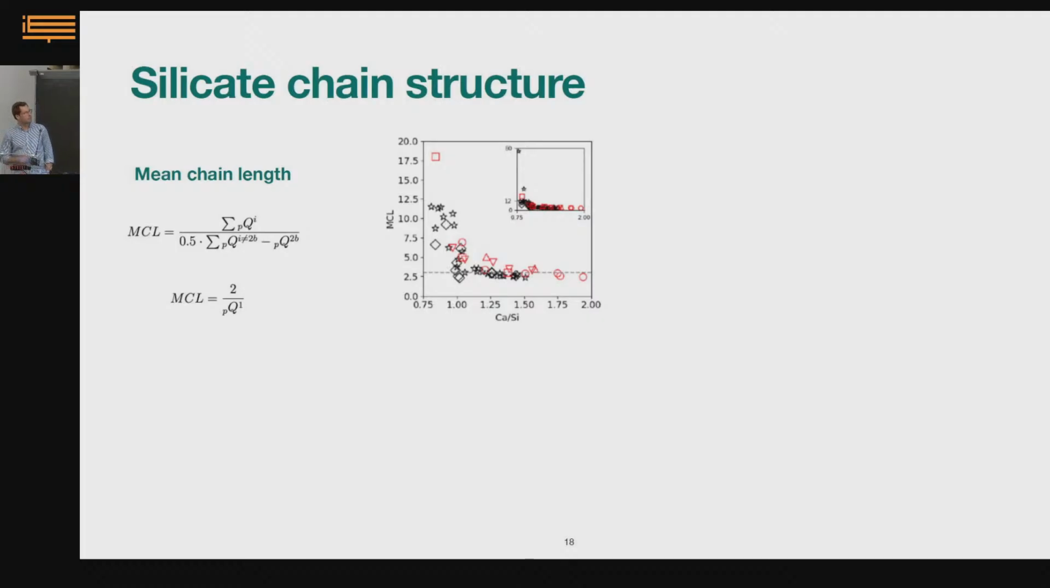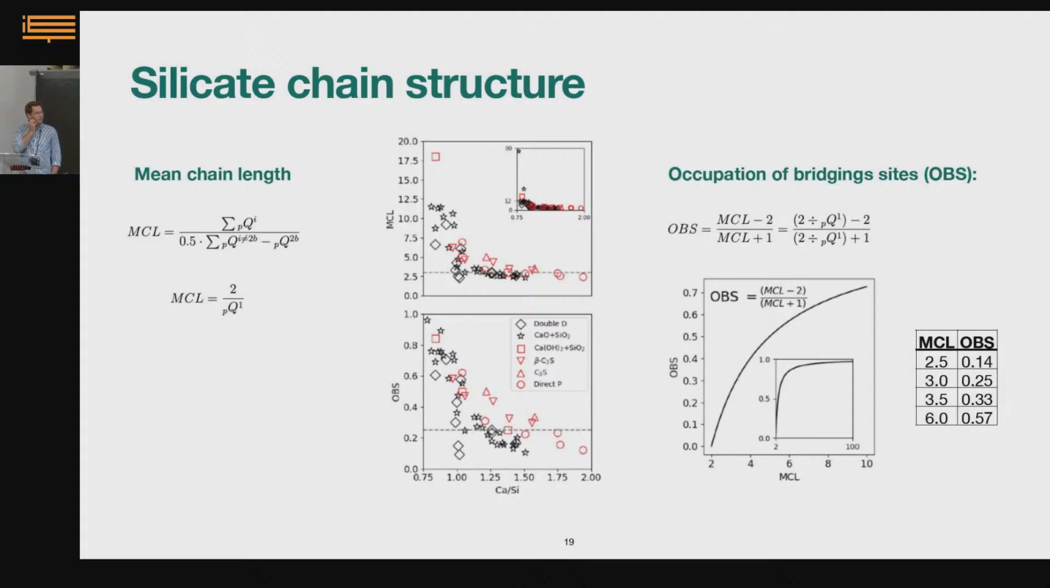The thing is, that's the typical calculation of the mean chain length, so you just look at how many bridging sites you have and you calculate it. But if you understand the axioms, like in the next paper that we're going to publish soon, where I have the whole derivation, you can simplify the mean chain length to this equation, which makes it a lot easier to calculate. But the problem I have with the mean chain length is that it is not intuitive, and it doesn't really tell you how much of the silicates are missing in the bridging sites.